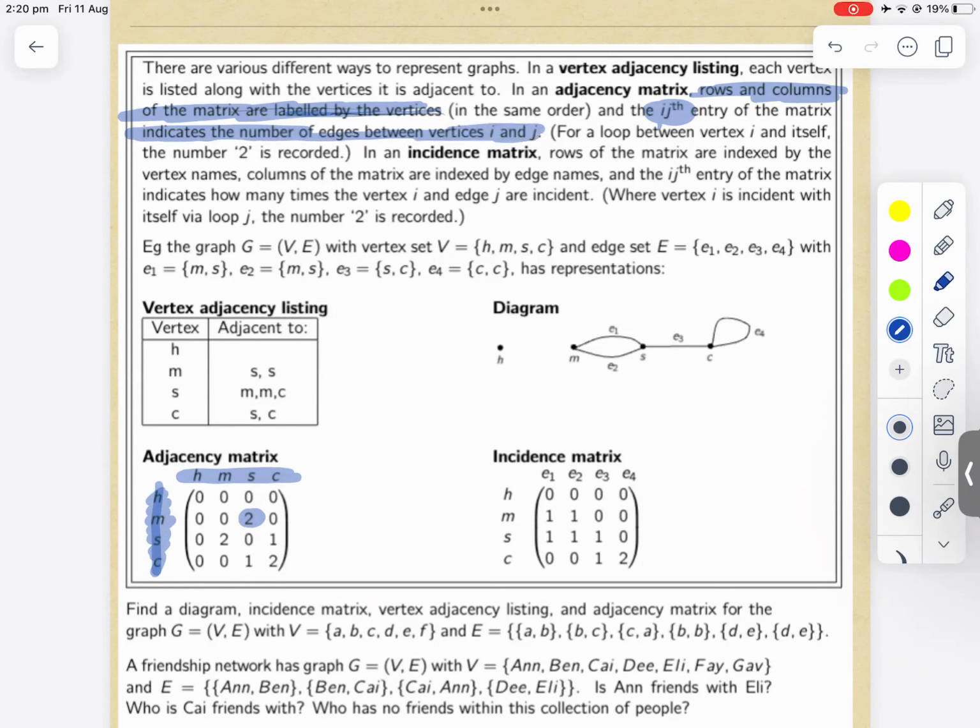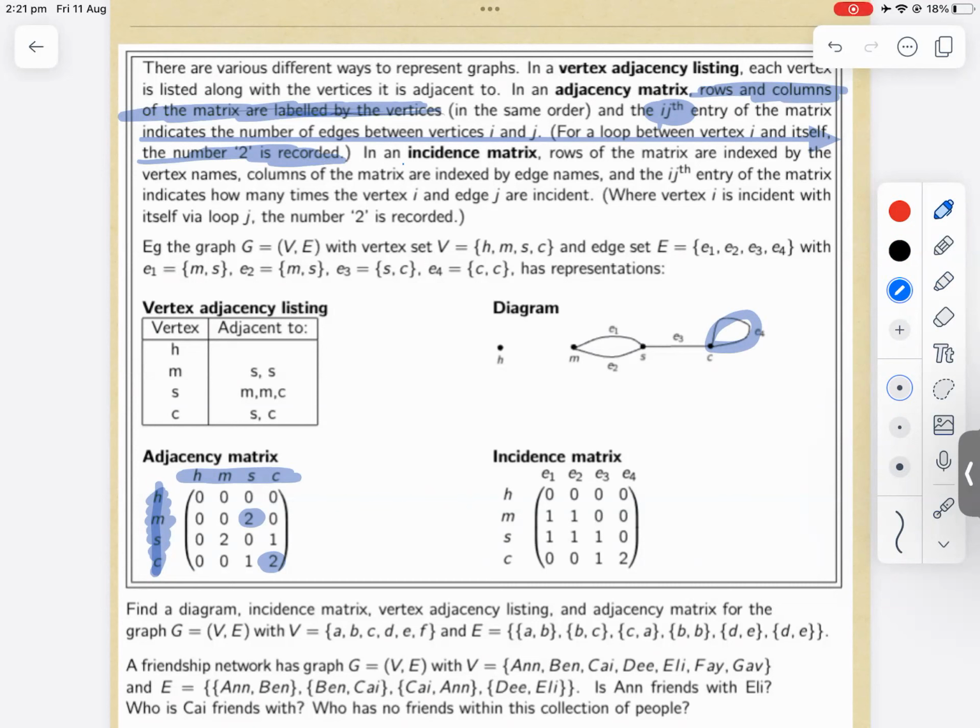For a loop at a vertex, the number should be recorded as 2. For example, this C to C is 2 because we've got this one loop. As I said, in some books it is 1, or in some books it is 2. Yes. Then what else do we have?